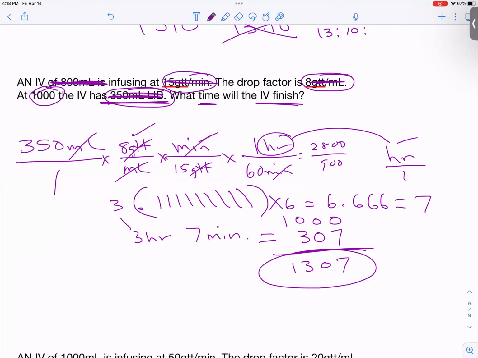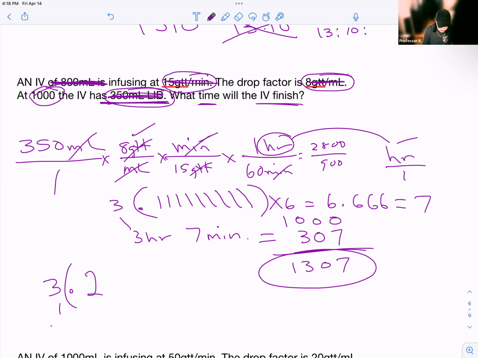Professor, I have a quick question. Sure. So if I were just to get, let's say 3.2, am I still going to do 0.2 times 60, or would it just be 3 hours and 2 minutes? If you got 3.2 after you did your division? Yes, instead of like 3.2222. If you got 3.2, it's 3 hours and 0.2 times 60.